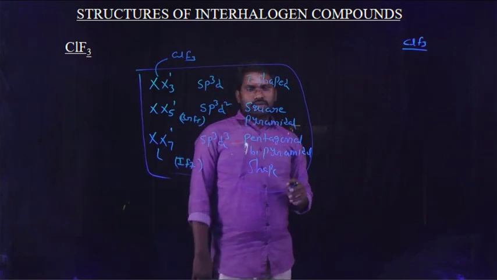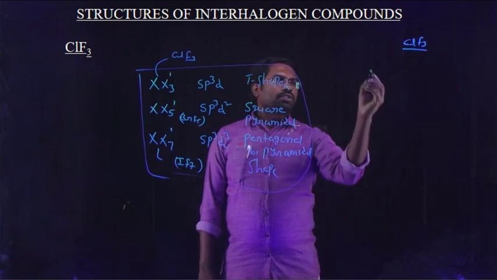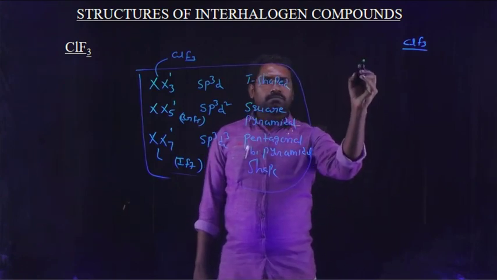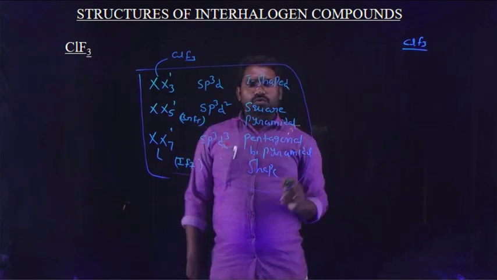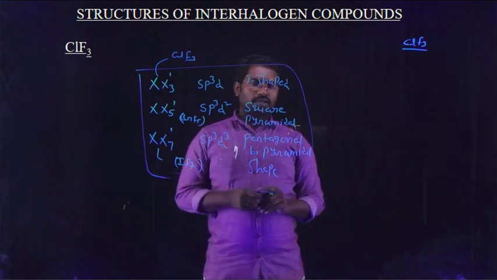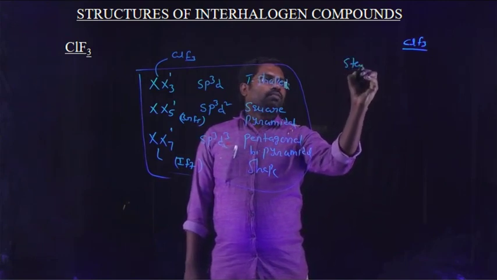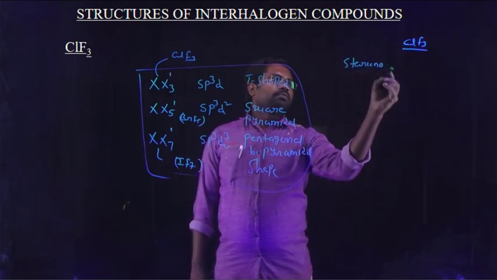So this can be explained in a shortcut notation. You know that first we have to find out the steric number. After knowing the steric number, we have to know the hybridization and structure. So what is meant by steric number?